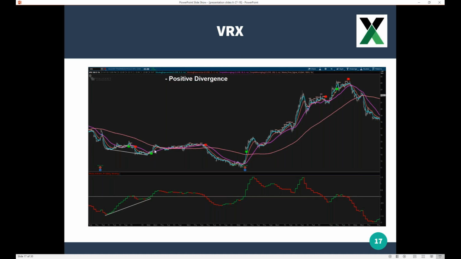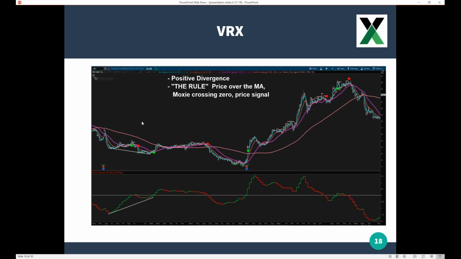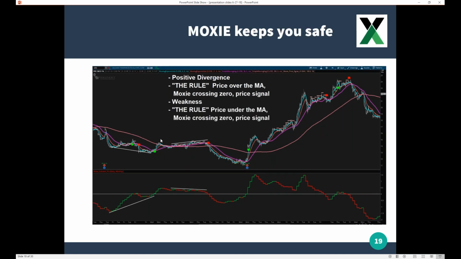And you can see here, this is where we get our trigger. So we have our rule. Here is the Moxie indicator crossing through 0, we got our trigger, and price is over the moving average, and so it takes off. Now, what happens though is we kind of run into this other moving average. Now, mind you, remember the purple is the 50 SMA, and the salmon color is the 200 SMA.